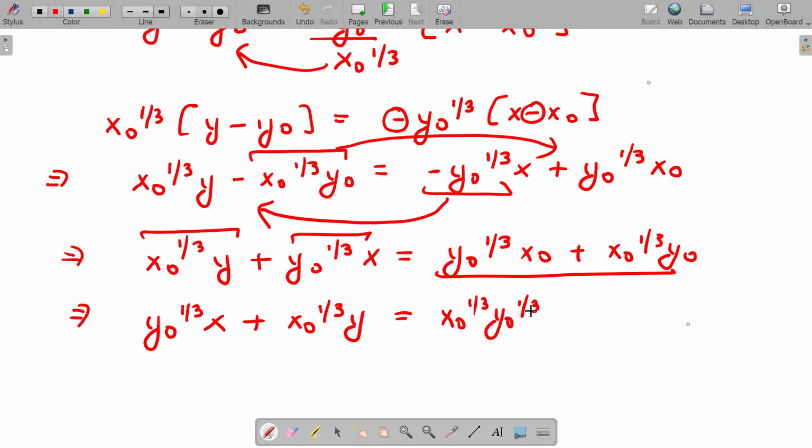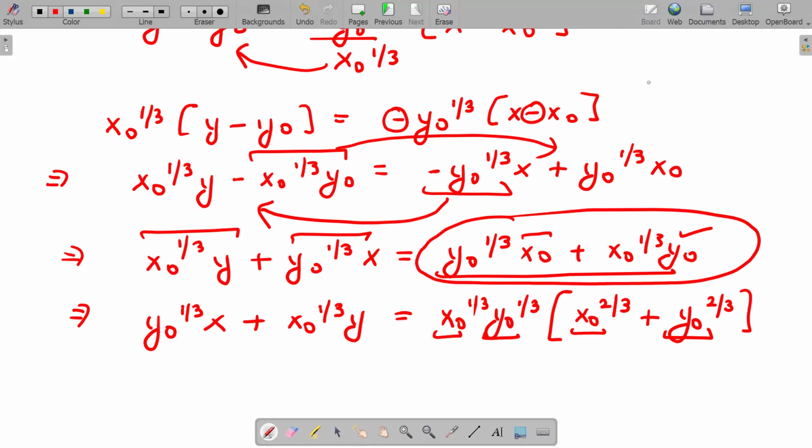Why am I doing it? Because if I do it, see inside the brackets, what do I get? Inside the bracket, I get x0 to the power 2/3, because x0 to the power 2/3 and x0 to the power 1/3 will make it x0. And here I get y0 to the power 2/3, because y0 to the power 2/3 and y0 to the power 1/3 will just make y0. So basically, students, in this whole expression, the trick I used is I took x0 to the power 1/3 and y0 to the power 1/3 common.